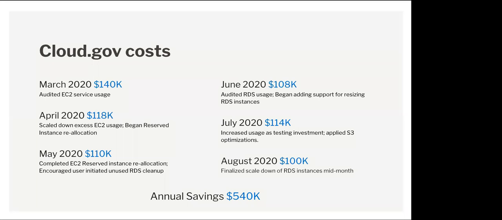Back in March, as we talked about earlier in the presentation, we audited our EC2 service usage. We talked to our engineers to see whether there were things we could do by changing the instance types to use the newer, lower cost services. We were able to, in April, then scale down our excess usage and reallocate our pre-purchased reserved instance types. That was seen on one of the earlier slides where the graph went up quite a bit on the reserved instance usage.